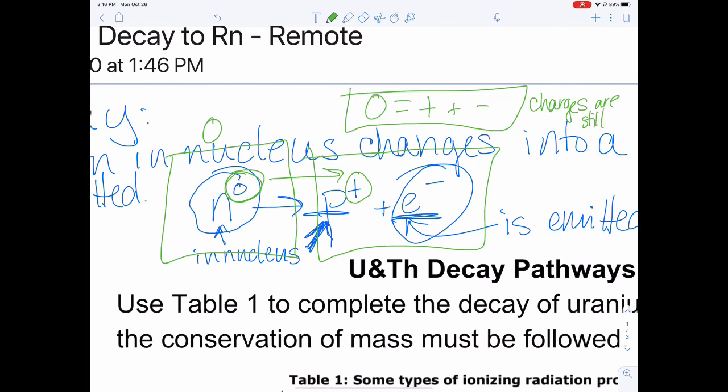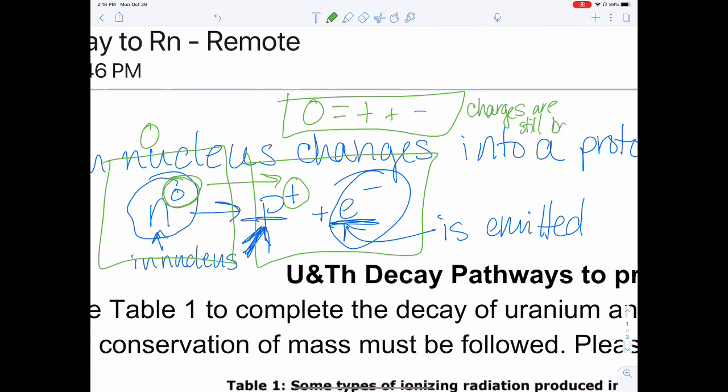Some of you may have picked up on that as I was talking through, but these charges up here in chemical equations will always be balanced. You will have the same charge on your reactants as you have with your products. That's another super important thing of chemistry. We like things to stay balanced.